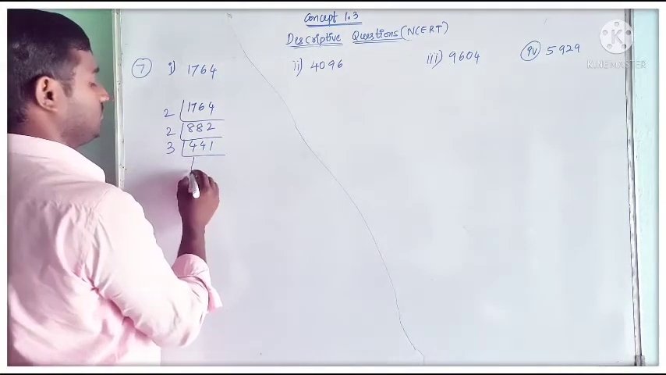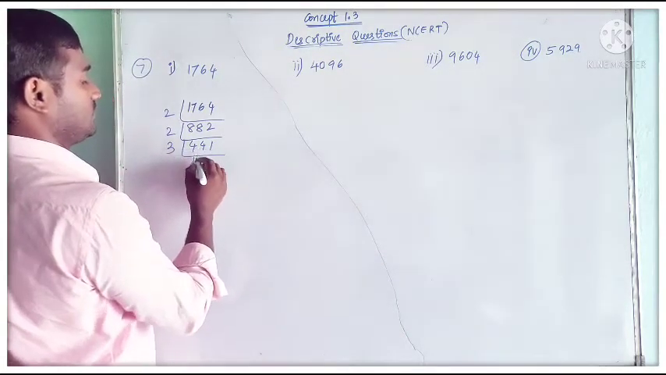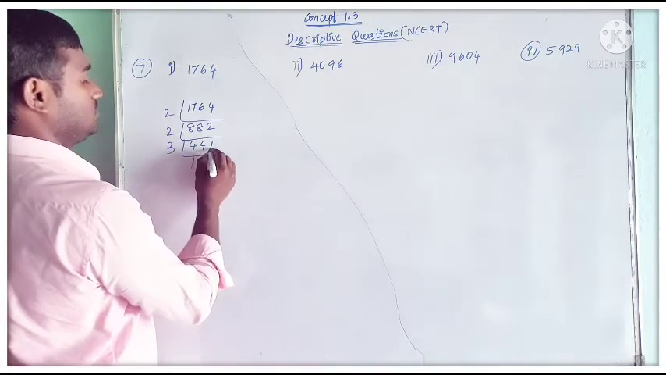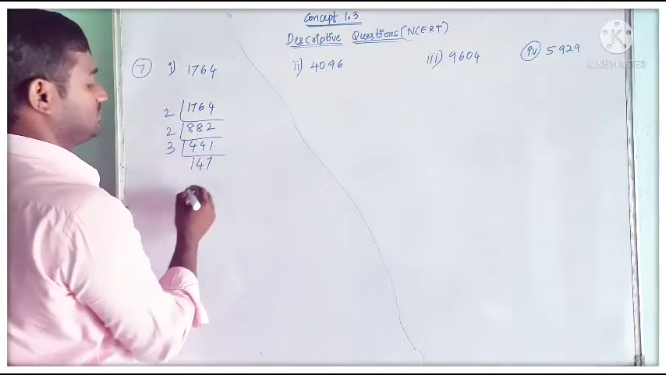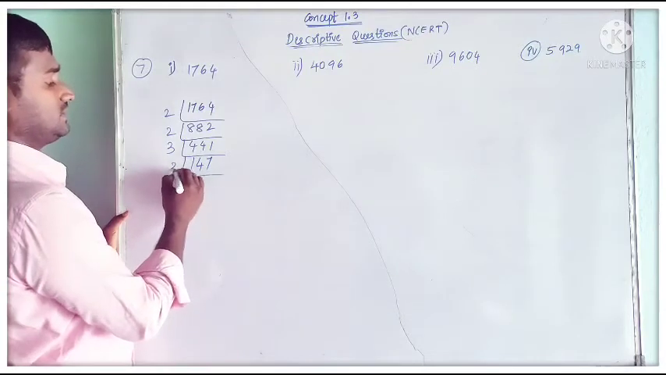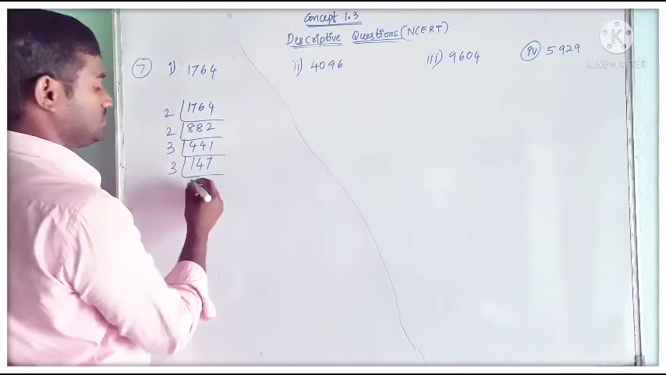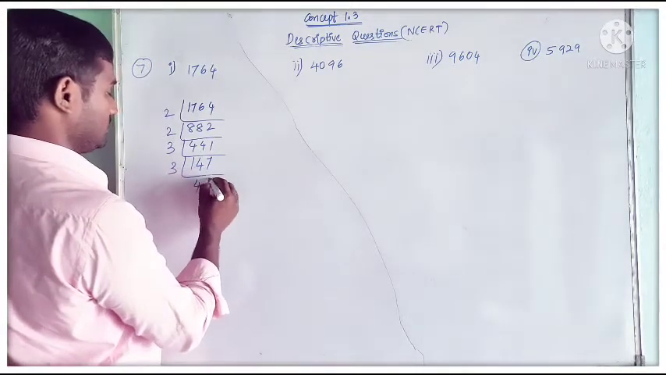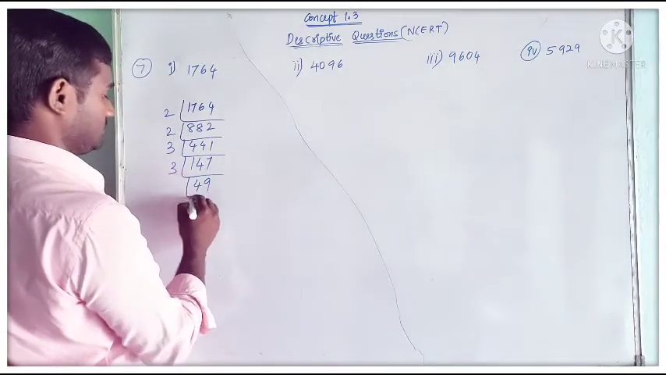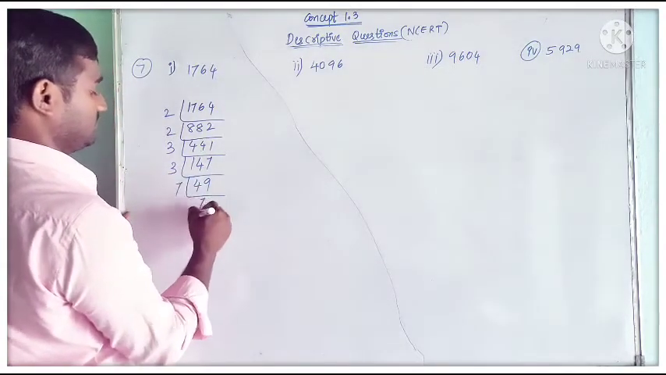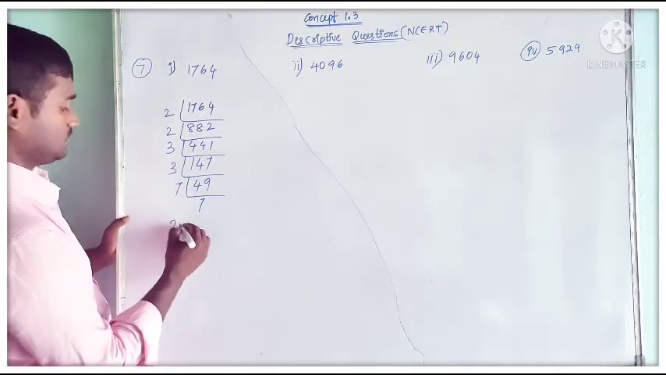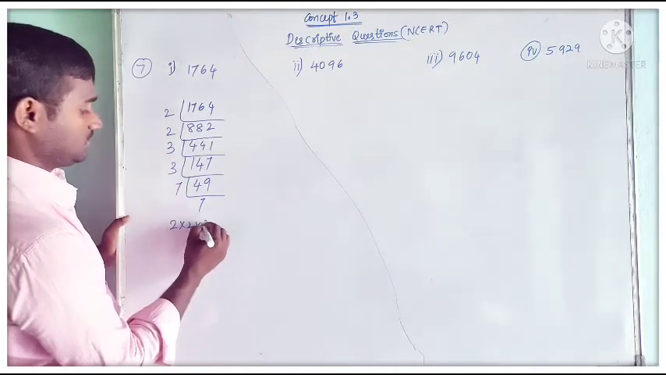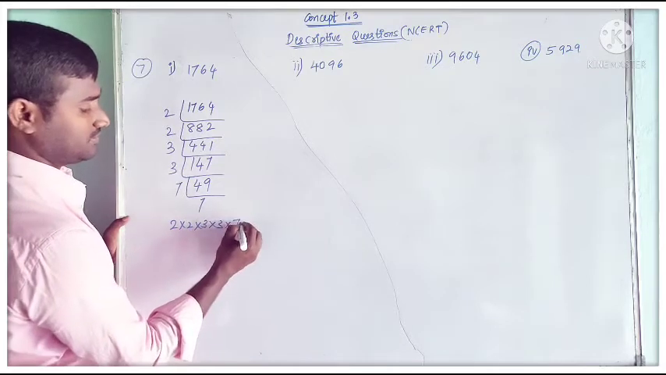3 1s are 3, 1 4, 14. 3 4s are 12, 2 1, 7, 21. 3 7s are 21. Again the 3 table: 3 9s are 27. Next, 7 into 7. So, 2 into 2 into 3 into 3 into 7 into 7.